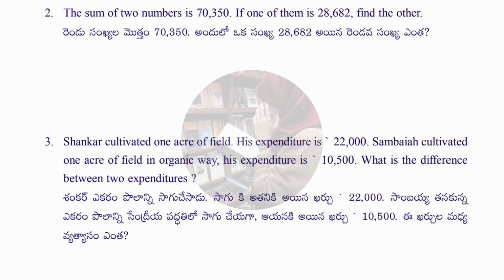Now we'll see the second question, which is the sum of two numbers is 70,350. If one of them is 28,682, find the other. Here the question is, when we add two numbers, you will get the total as 70,350. From the two numbers, one number is given, which is 28,682. We have to find the other number. Means we don't know the other number. Then how will we get the second number? If we subtract the first number from that total, you will get the second number.